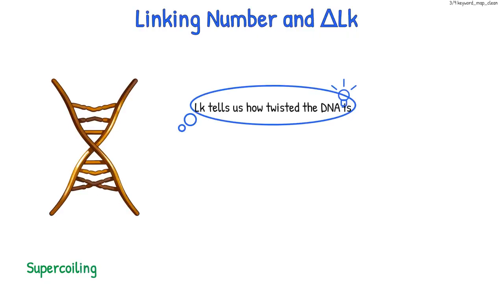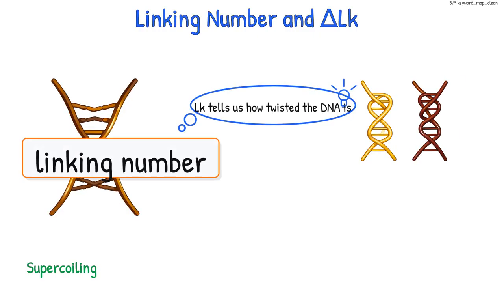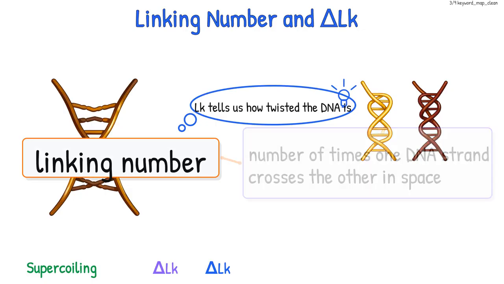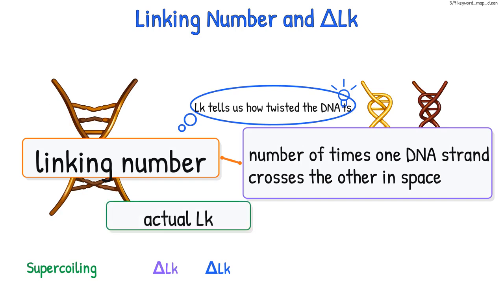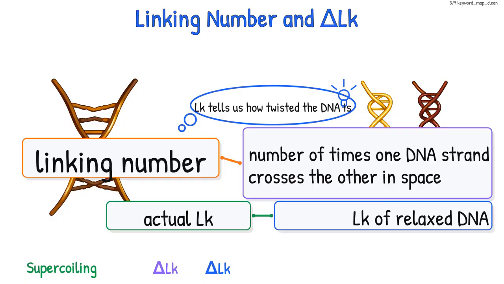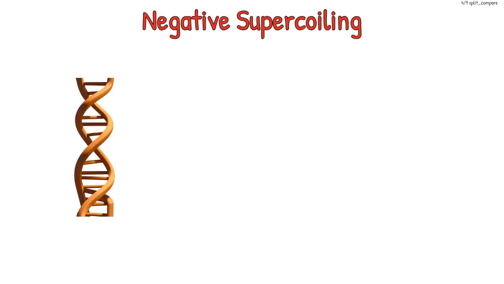Supercoiling is quantitatively described by the linking number, abbreviated LK, which is the number of times one DNA strand crosses the other in space. The linking number difference, denoted ΔLk, compares the actual LK to the LK of relaxed DNA, called LK0. The formula is ΔLk equals LK minus LK0. Supercoils can be negative or positive.